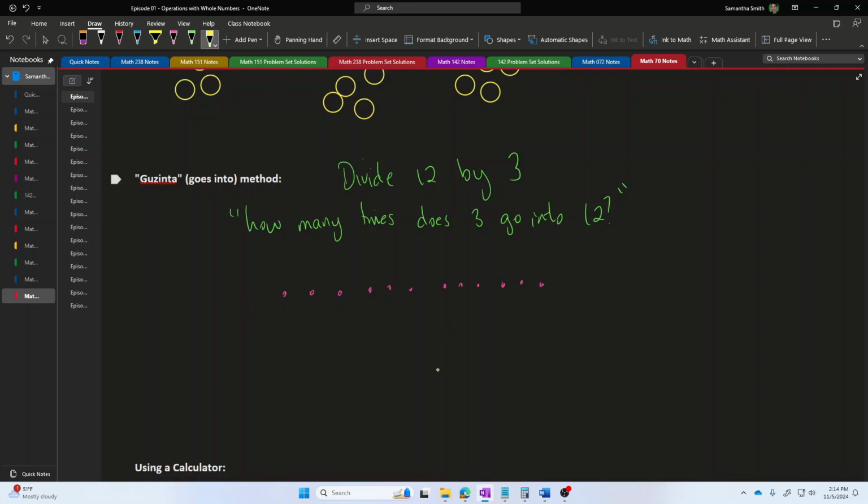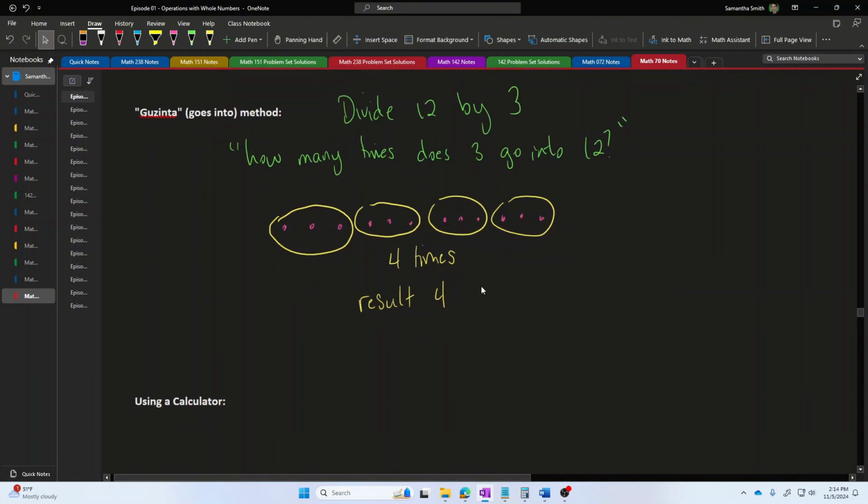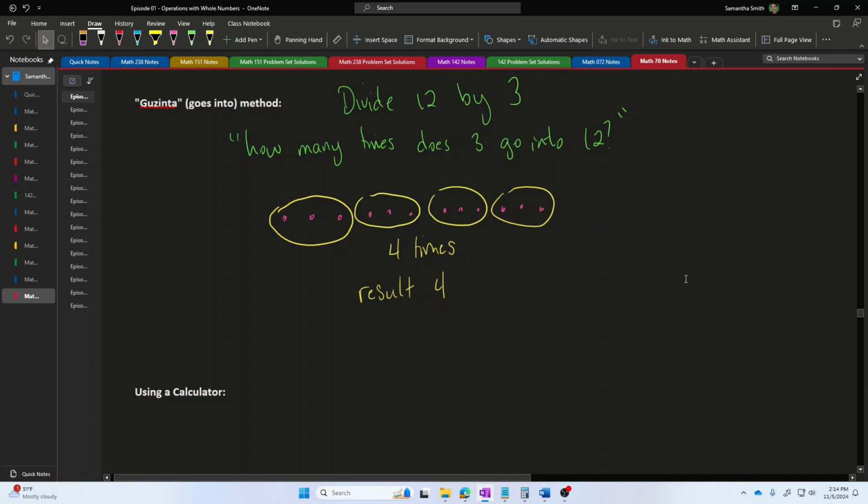3 goes into this pile once here. 3 has gone in once with these 3 objects. 3 goes in a second time here. 3 goes in here, and 3 goes in here. 3 can go into 12, 1, 2, 3, 4 times. So that's another way to get this same result of 4. If I think about dividing 12 by 3, how many times does 3 go into 12? 3 goes into 12 4 times.